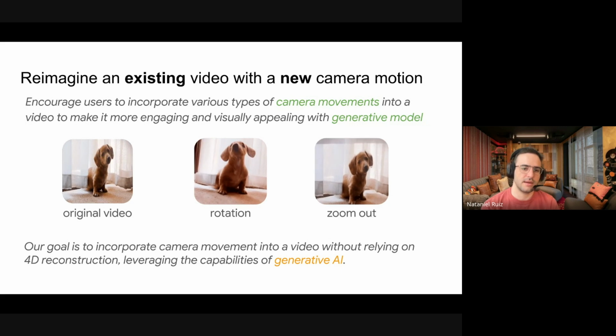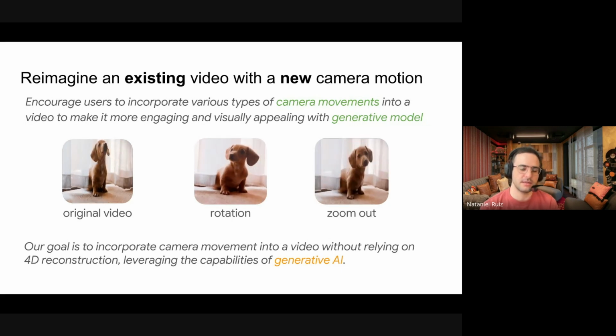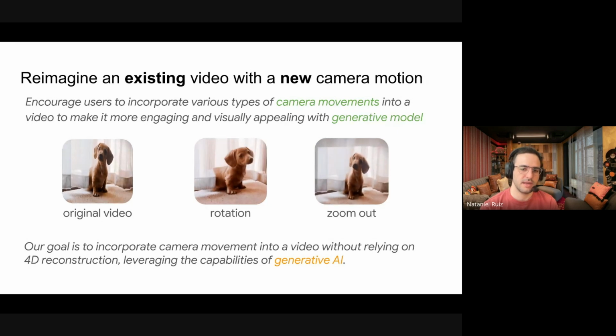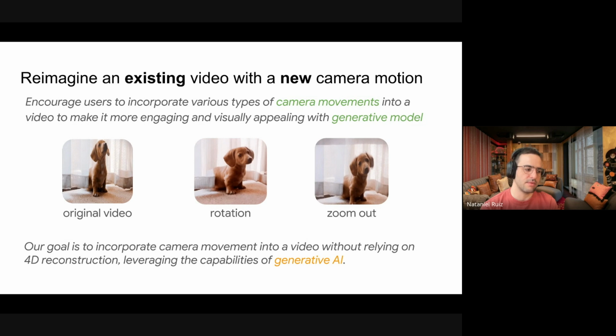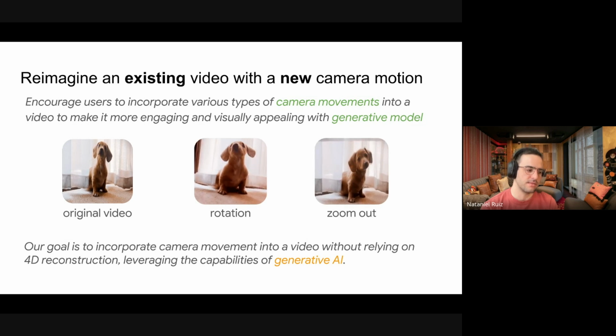So the idea here is that you can reimagine an existing video with a new camera motion. This encourages users to incorporate various types of camera movements into a video, making it more engaging and visually appealing with generative models. You can imagine camera motions are extremely important.